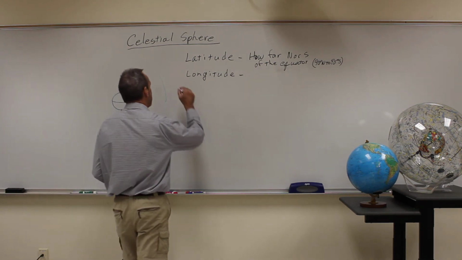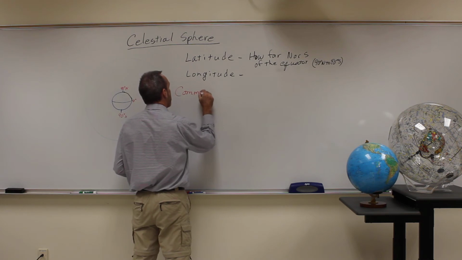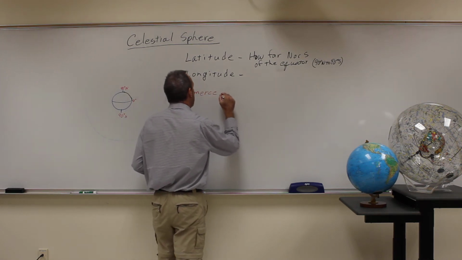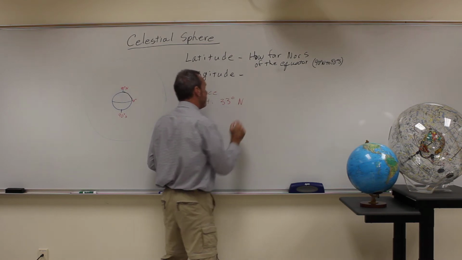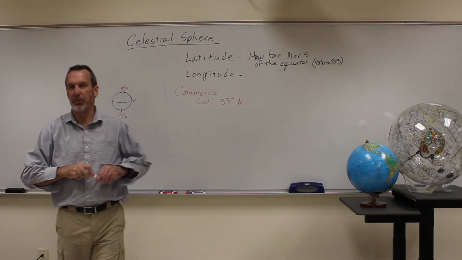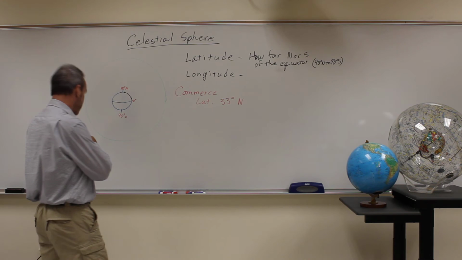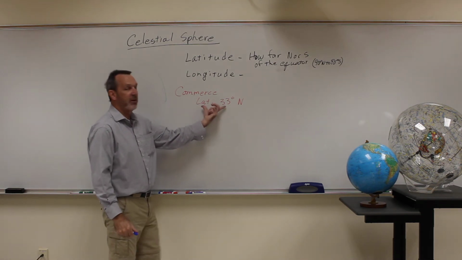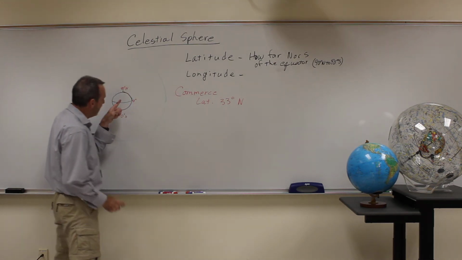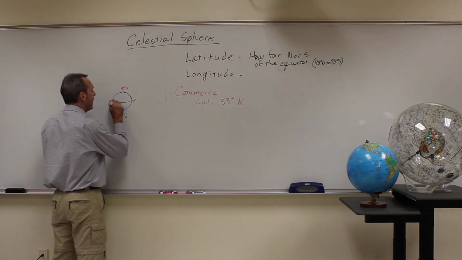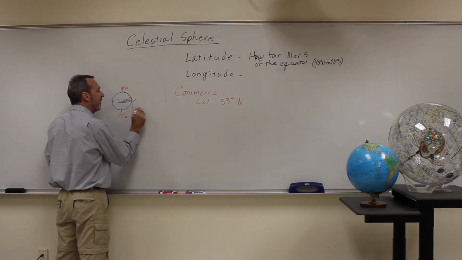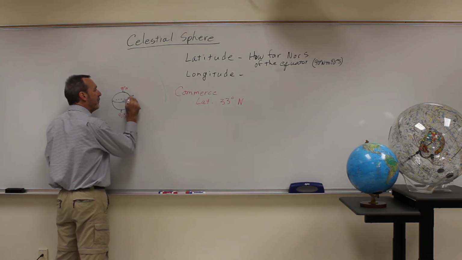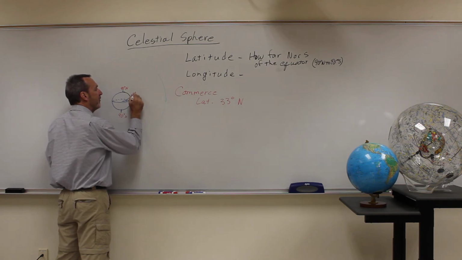For Commerce, Texas, we have a latitude of 33 degrees north. Approximately. It's 33.2 or something, but we're going to round it to 33 degrees. So 33 degrees north, what's that tell us? That tells us that if I make an angle of 33 degrees from the equator, I go up, this is where Commerce is.